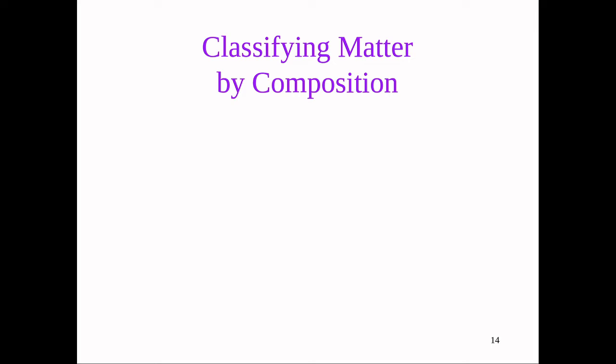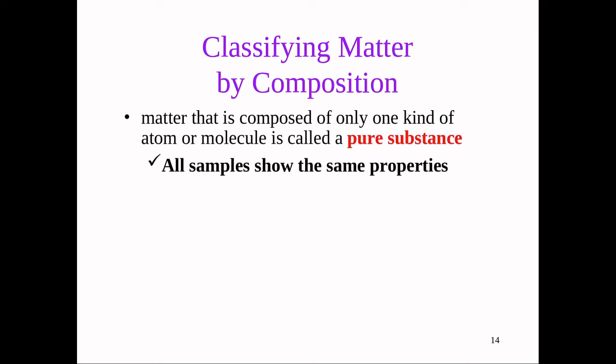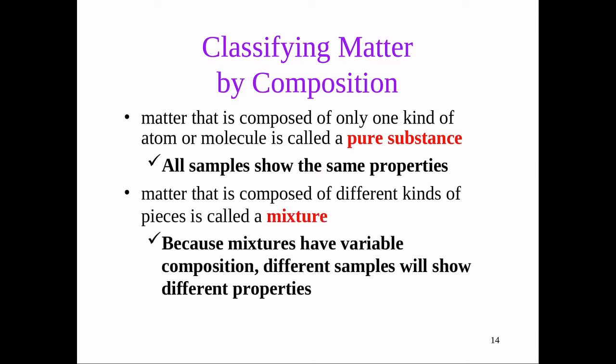So if we dig a little deeper into the classification of matter by composition, we come to an important conclusion. And that is that matter, being a pure substance, being made of only one kind of atom or molecule, means that all samples of that matter are going to show the same properties. Okay, so every sample of salt is going to be the same as every other sample of salt, given that it's pure salt.